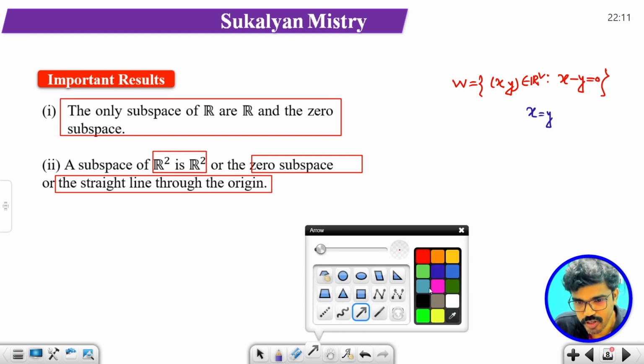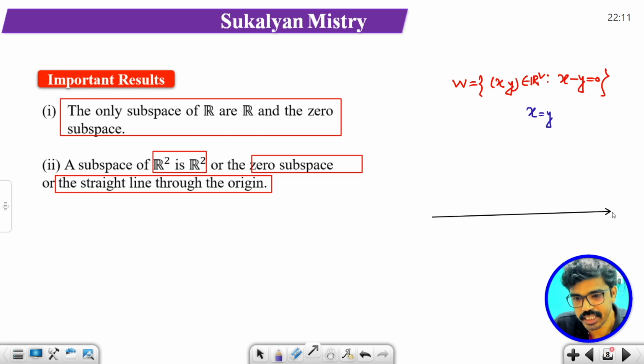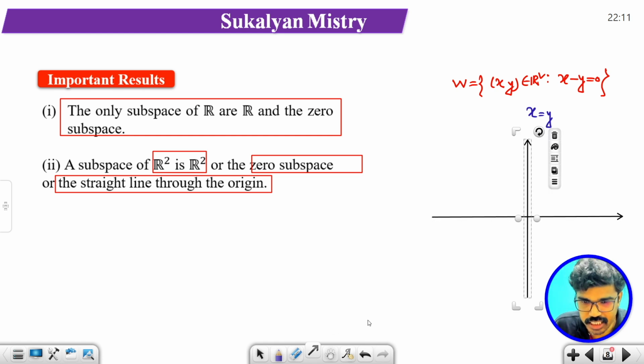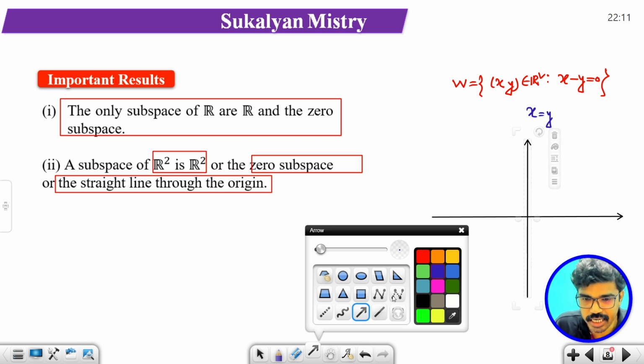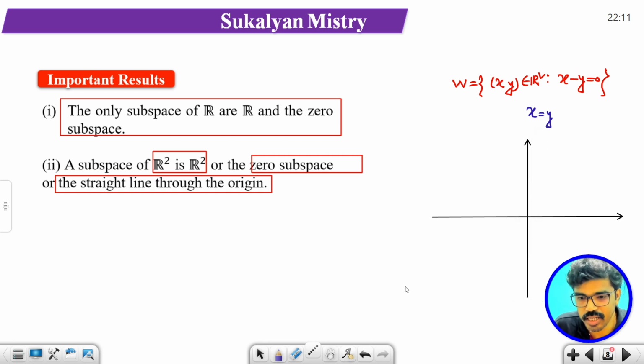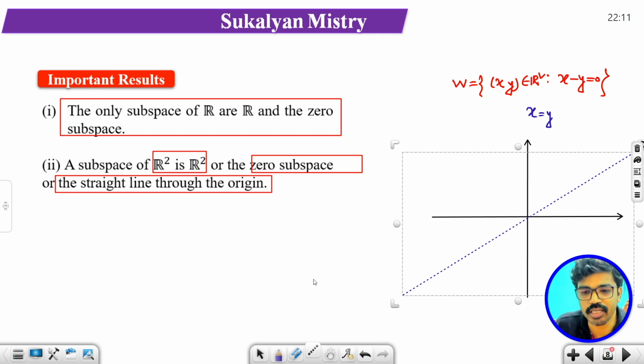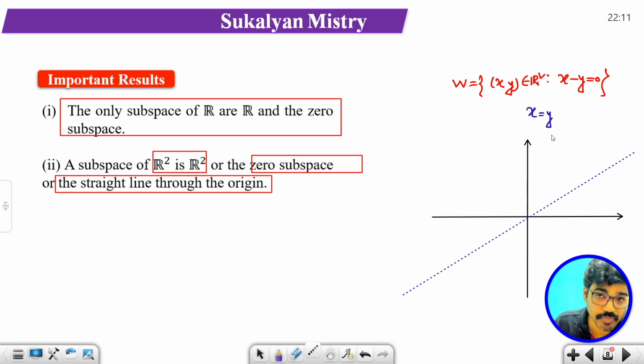ঠিক, so if you draw the graph, this is x axis and this is y axis. x is equal to y, that is a straight line. This is a straight line passing through the origin. So this must be a subspace. Getting my point? x minus y is equal to 0, so that must be a subspace. Right? Okay?